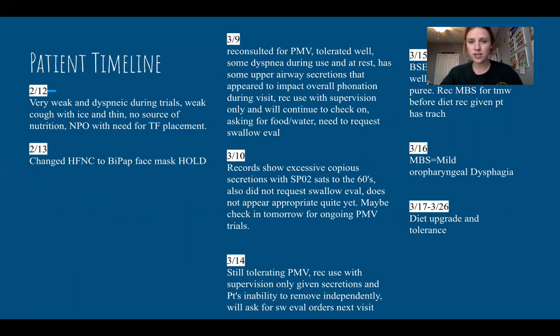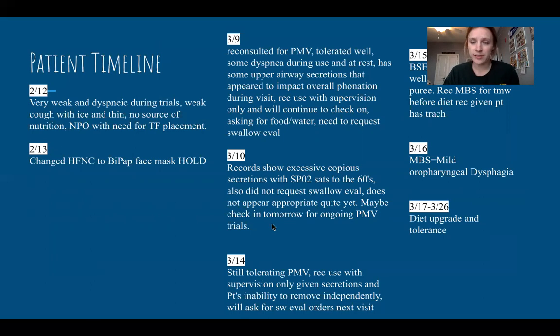And so for the rest of her hospital course, she was back with us by March 9th, so it was a little bit. And then we were reconsulted for a PMV, so Passy-Muir valve. And so we did some Passy-Muir valve things with her. Right here on the 10th, she regressed just a little bit with her stats. And so we didn't see her for a few days.